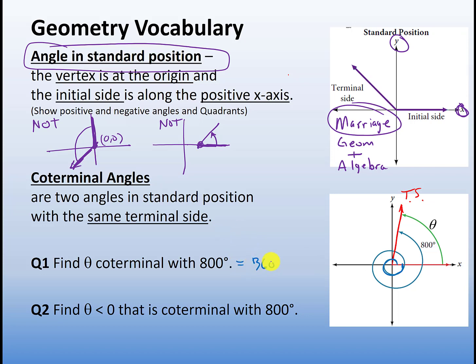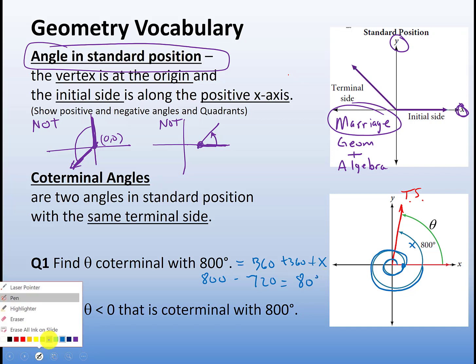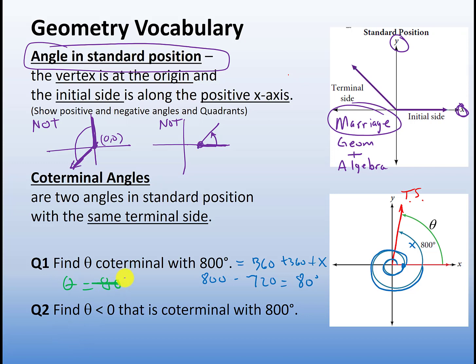It's 360 degrees, but it went around 360 degrees a second time. And then it has to go a little further. Let's call that x. In this situation, x is the same amount as theta. So if I just take that 800 and subtract 720, I'm going to get 80 degrees. So the green theta also has to be 80 degrees.